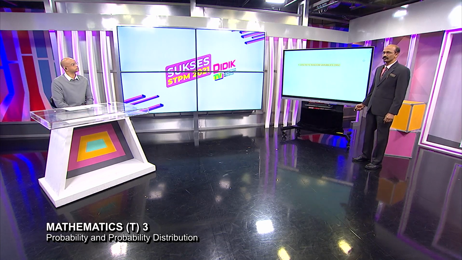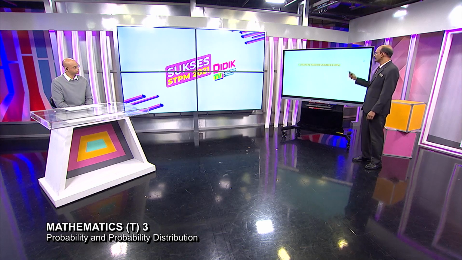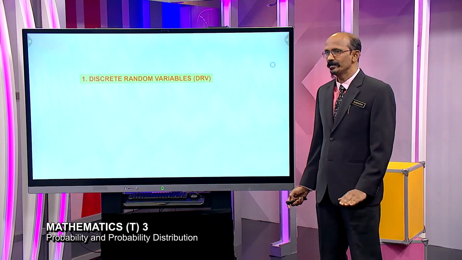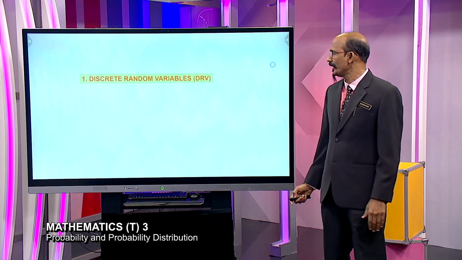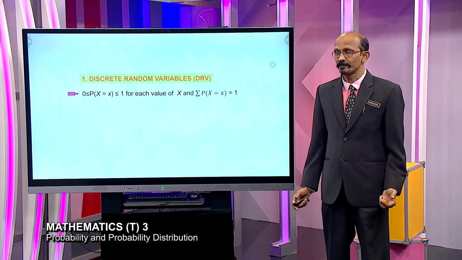So in this session, for this topic, we got 5 different parts. The easiest is the first part. Okay. Discrete random variable, DRV. DRV is actually the very basic. Okay, you should be able to use the properties of DRV.